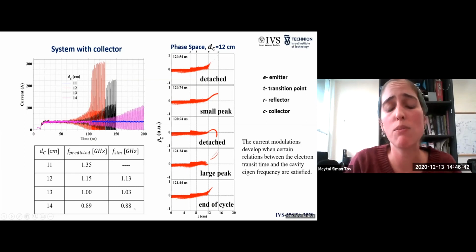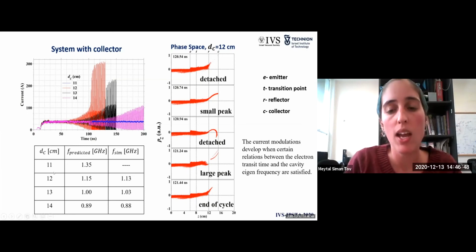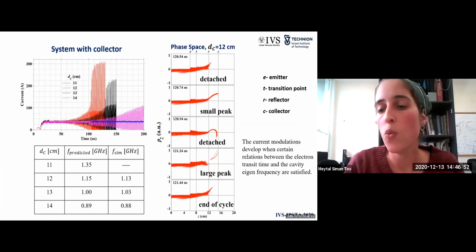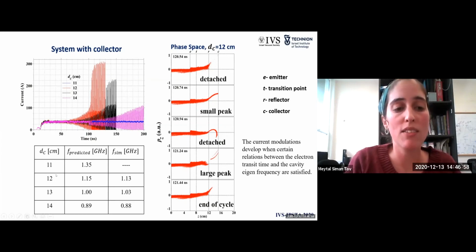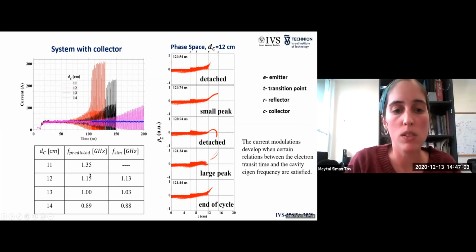Up to the time of the simulation run, no modulations appear in the collected current for DC equal to 11 centimeters. And then we conclude that the current modulations develop when certain relations between the electron transit time and the cavity eigenfrequency are satisfied, because we get values that are very close, okay, in the absence and in the presence of the electron beam.